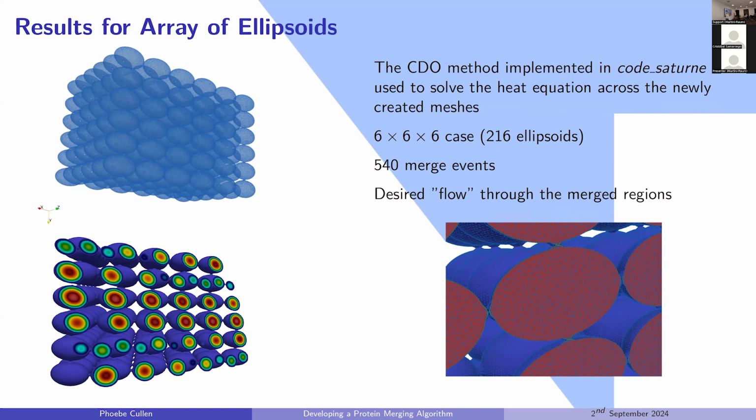Now you can see here the characteristic properties of the heat equation. So it's hottest in the middle and then it's coolest around the outside, as would be hoped. And you've got the desired flow actually occurring through each of the meshes, so it's showing there's communication here, which is as desired.